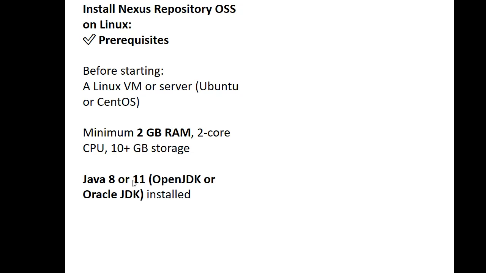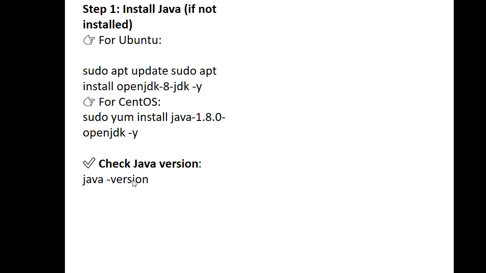Now let's do the installation of Nexus on a Linux server. The prerequisites: it requires minimum 2 GB of RAM, 2 cores CPU, and 10 plus GB of storage. As a prerequisite, we need to install Java 8 or 11 or 17. The JDK version needs to be installed.